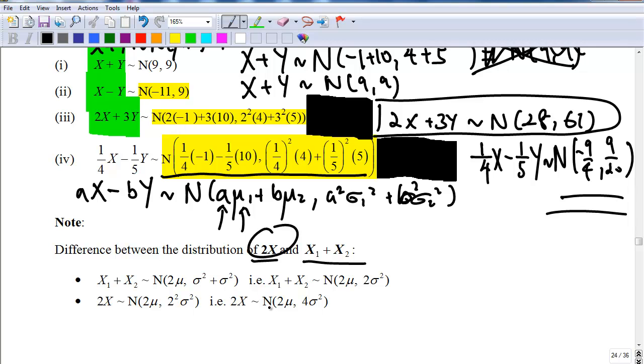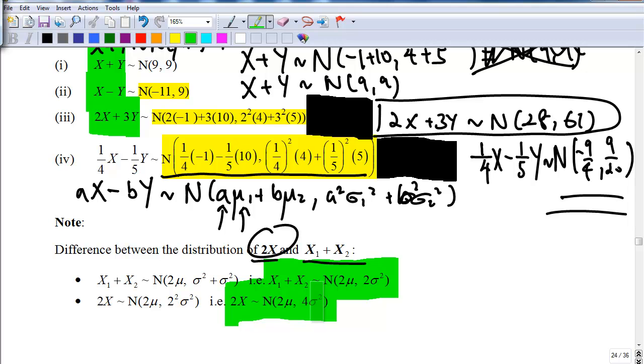Okay, and if you work out their distribution using the rules that you see in the table above, you can see that X1 plus X2 is normally distributed with mean 2 mu but variance 2 sigma squared, while 2X is normally distributed with mean 2 mu but with variance 4 sigma squared. So they are not the same. Okay, they have different variances.